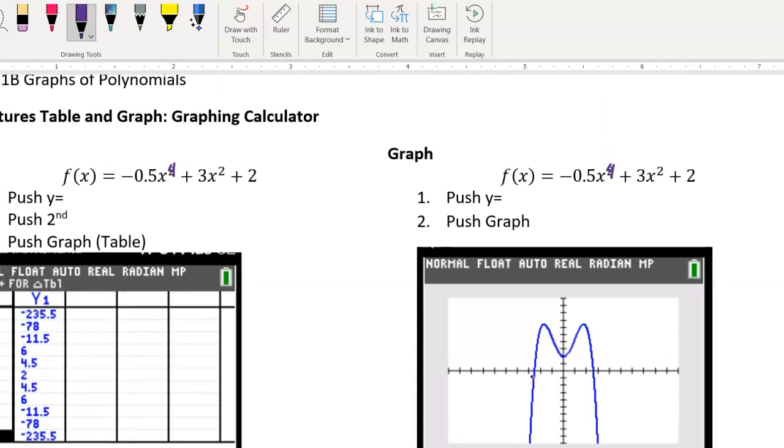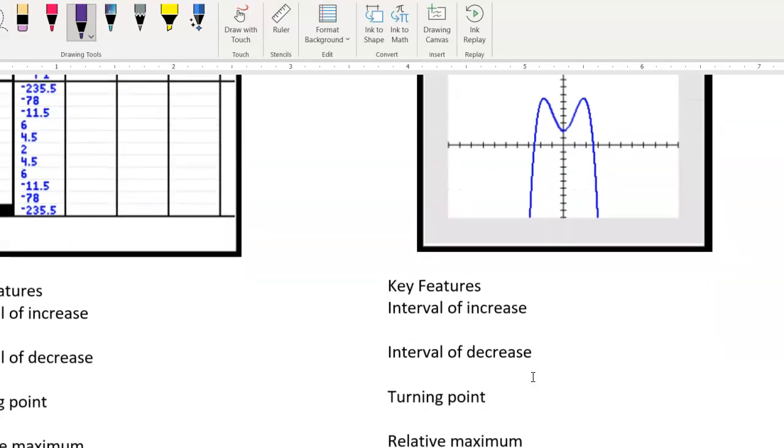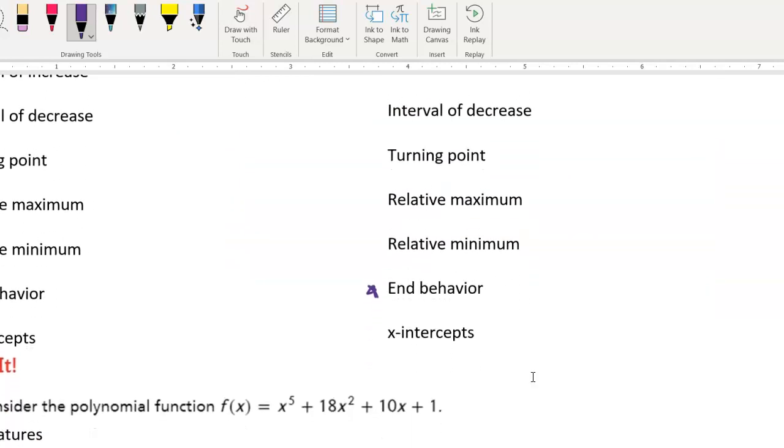Without even looking at the graph, we can look at the leading term. Remember we're going to have a right and left side of the graph. I can see that the leading term is negative, so I know the right side is going to go down. I see the degree is 4. That's an even value, so the left side is also going to go down, which, sure enough, is what's happening in our graph.